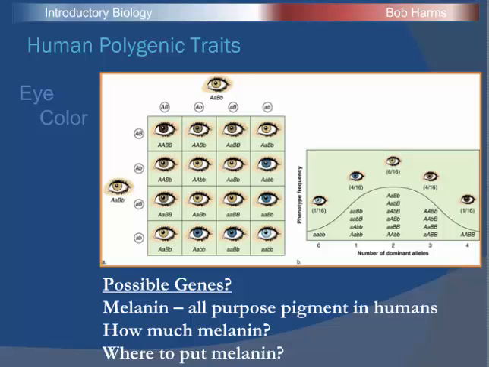And then maybe another gene that tells your cells, where do you put it? Where do you store it? Am I going to store it in my eye or in my skin or my hair or some combination of those 3? And so with these polygenic traits, we're going to see several genes play an important role, and we're going to start to lose our categories here.